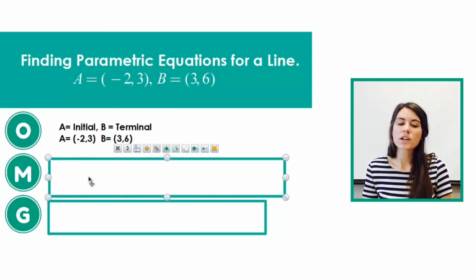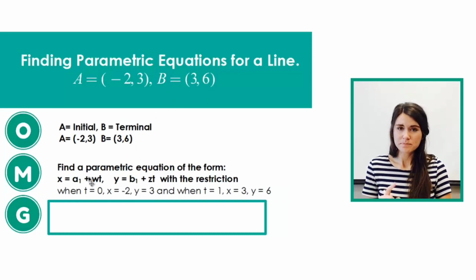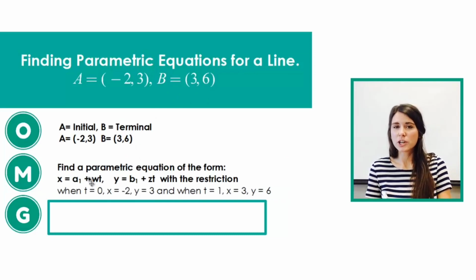And then we are going to create 2 equations. So a parametric equation means we have x equals something with respect to t and y equals something with respect to t.